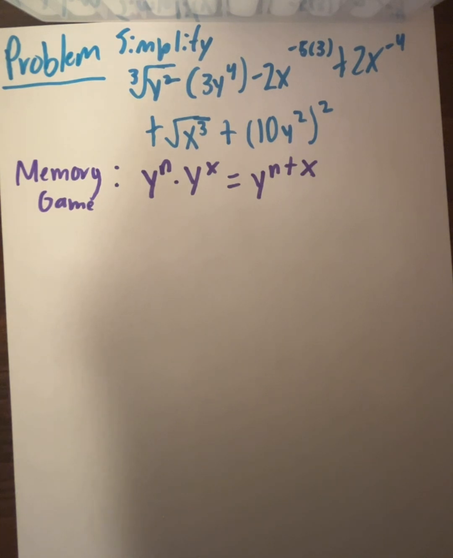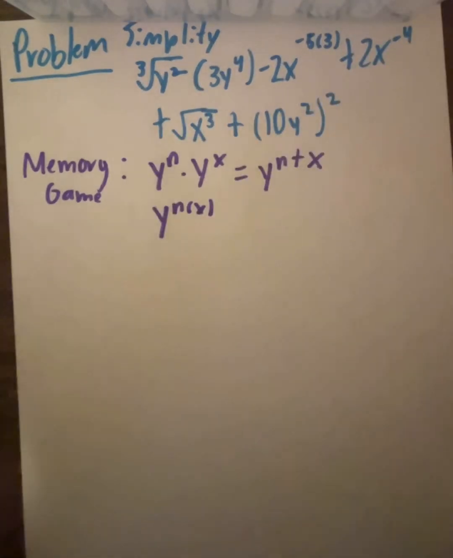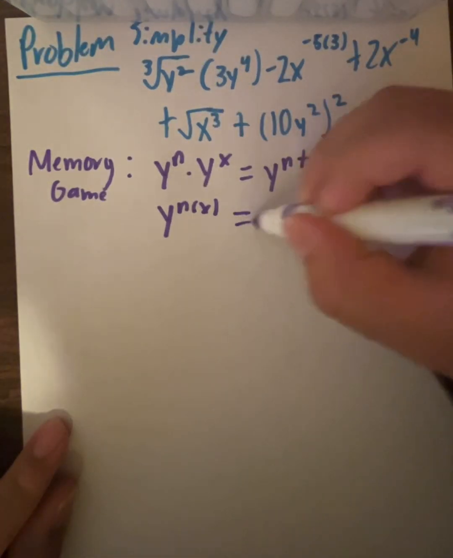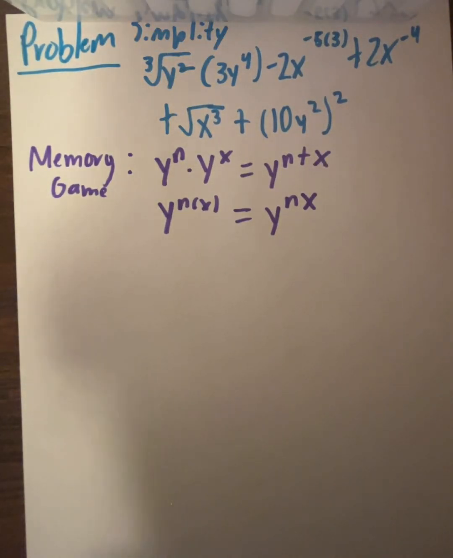What happens if you have something like this? y to the nx. What do you do there? Well, if you have something like that, this case will be different. You're multiplying the exponents, so you'll just be stuck with y to the nx. You're not adding them, you're multiplying them now if they're written in this way.